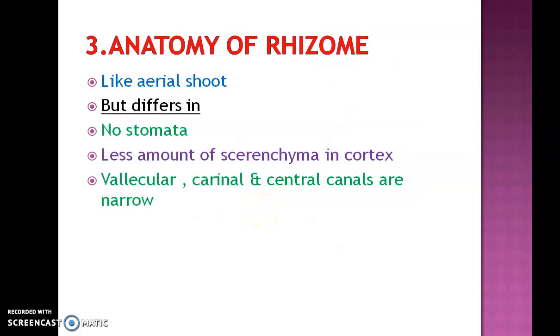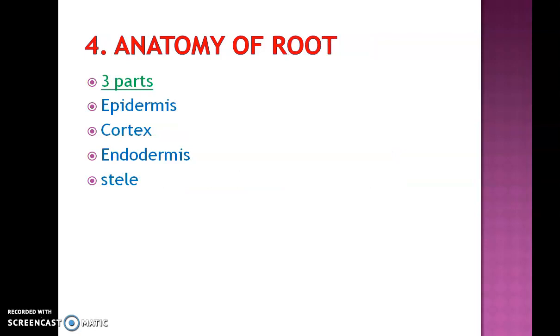And this is the anatomy of the rhizome. It is just like the aerial shoot or internodes, but it differs in certain characters such as absence of stomata and less amount of sclerenchyma in the cortex. Moreover, the vallecular canals, carinal canals and central canal are usually narrow in the case of rhizome. All other characters are exactly like that of internodes. And this is the anatomy of the root.